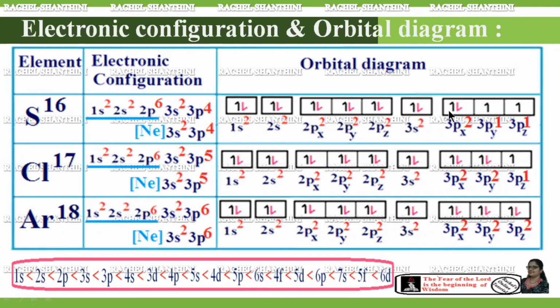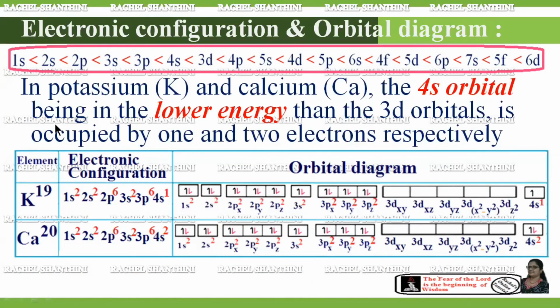of maximum multiplicity. In potassium and calcium, the 4s orbital is lower in energy than the 3d orbital. If you look at the increasing order of energy, we could see the 4s orbital has lower energy than 3d orbital, right? So electrons occupy 4s orbital before occupying 3d orbital. Now let us see the electronic configuration of potassium with atomic number 19, which means it has how many electrons? 19 electrons. We have to write 1s, 2s, 2p, 3s, 3p. Then you have to write 4s. Instead of 3d, you have to write 4s.